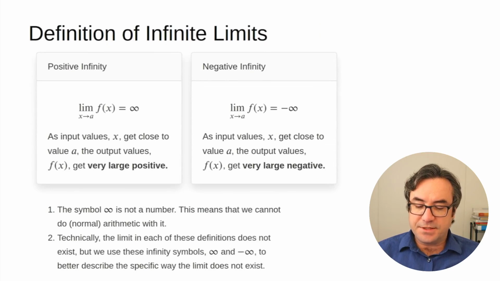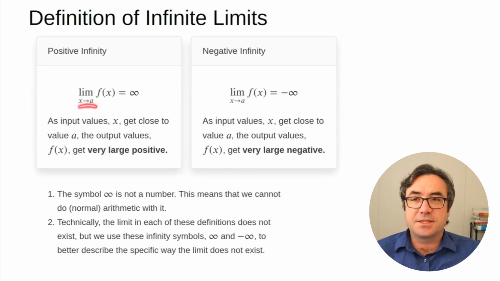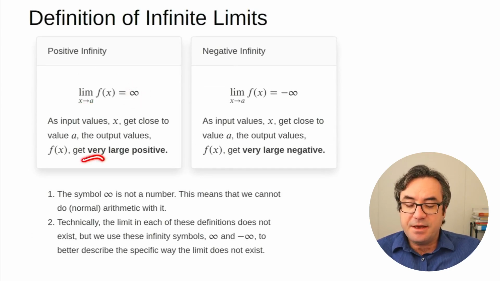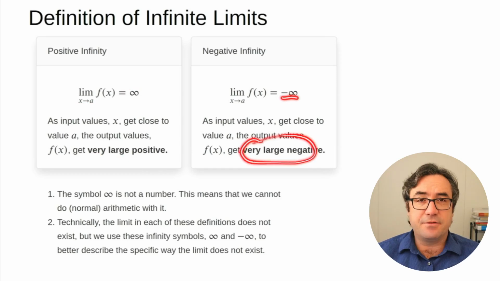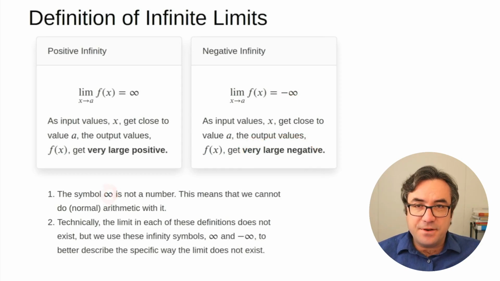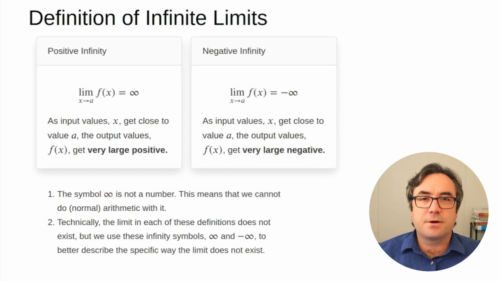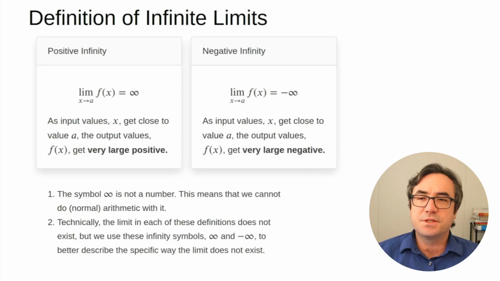So that's our definition of the notation here. We say that the limit of f of x as x approaches a is equal to positive infinity if the output values of our function are getting larger and larger positive, and minus infinity if they're getting very large negative. It's important to keep in mind that the infinity symbol is not a number, so we can't do regular arithmetic with it. We have to treat this almost as a destination. Our function's going off to this far off place, infinity or minus infinity. You want to think of it not so much as a number, but almost as a destination.